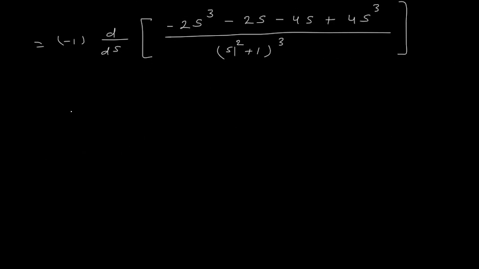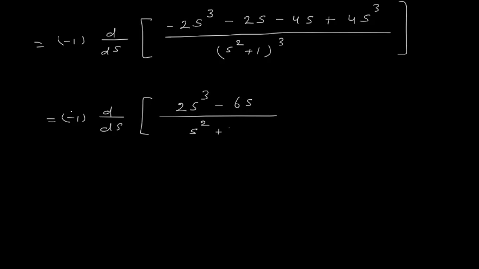So here this minus 2s cube and here it is plus 4s cube. Again we can simplify it further. So d by ds. Now this numerator is 2s cube minus 4 minus 2 is minus 6s upon here we have s square plus 1 the whole cube.